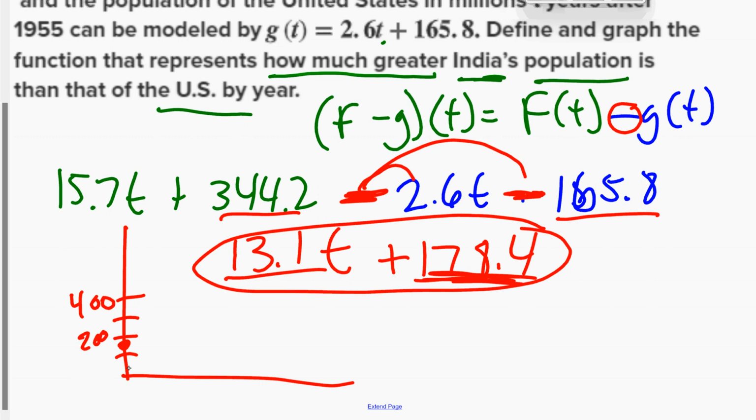If I count by years, maybe there's like 5 years, so 1 year might be a little less than that, but that graph might look something like that, possibly. But there's my equation. That's how I can model it.